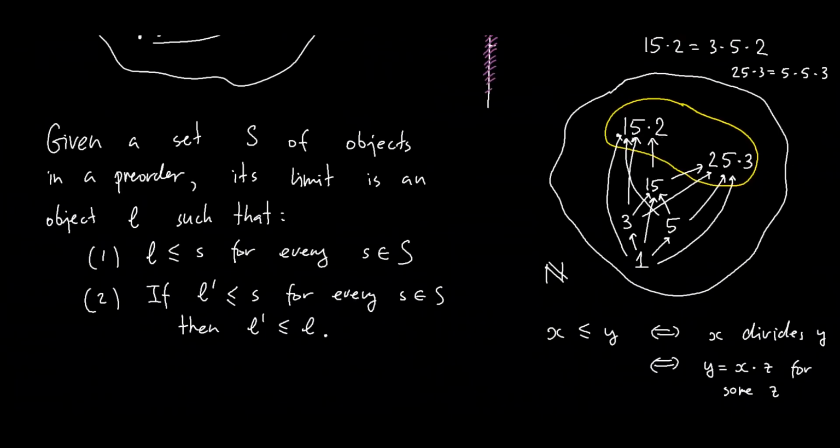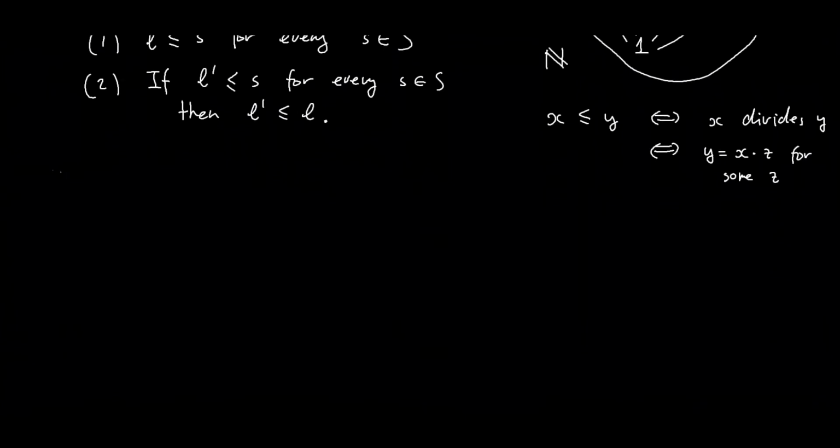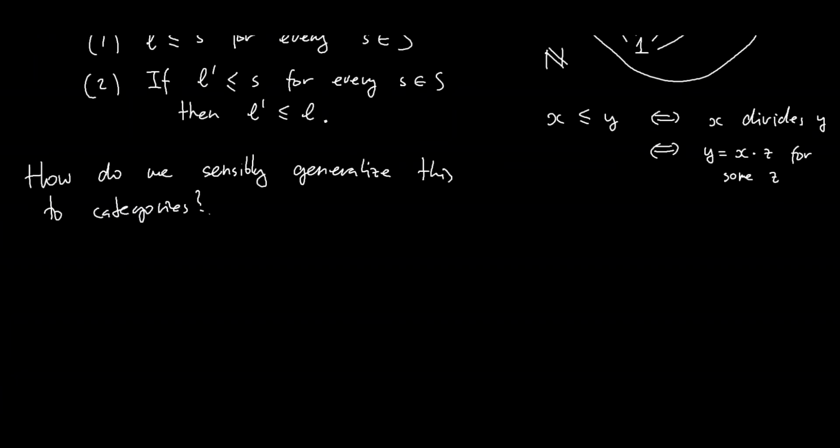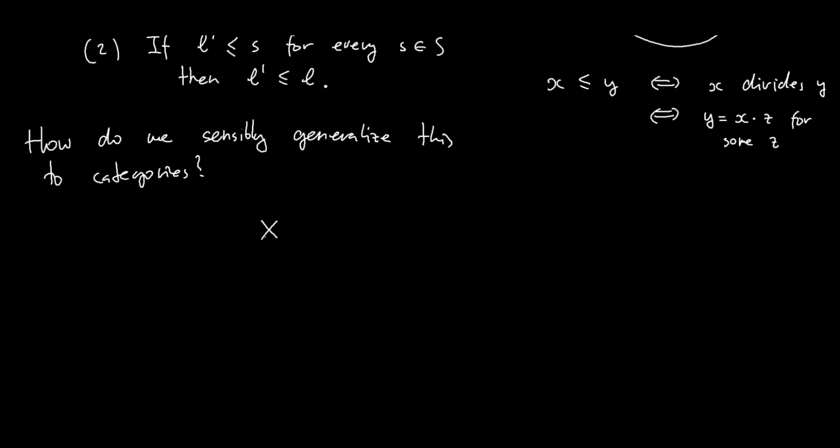And let's consider an example of two objects. So the question is, how do we sensibly generalize this to categories? So if I have two objects, x and y, their limit should be something that I'm going to denote by lim and the set xy.